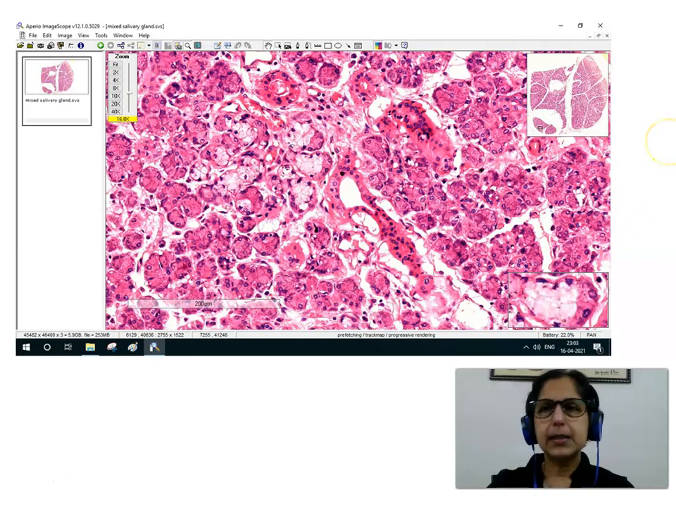This is an image scope picture of a mixed salivary gland showing us a clear view of the serous acini, the mucous acini, and what we see here is a mucous acinus with serous demilunes. Clearly seen here. Also seen here are the ducts in the connective tissue. Another duct seen here along with the adipose cells.